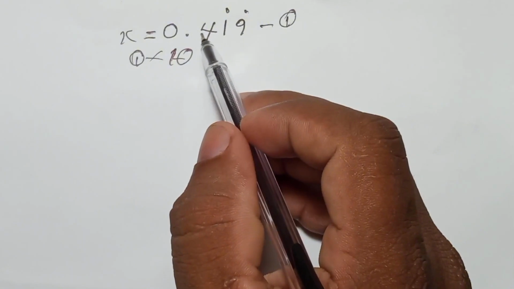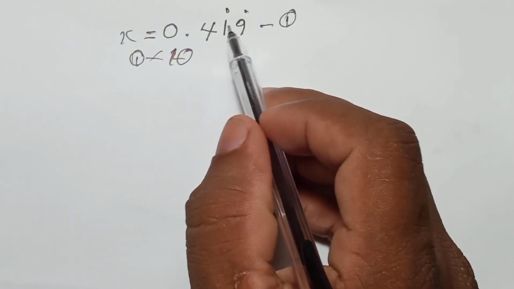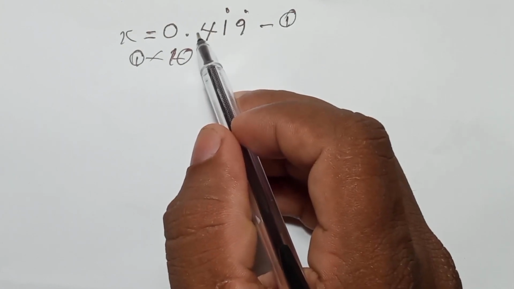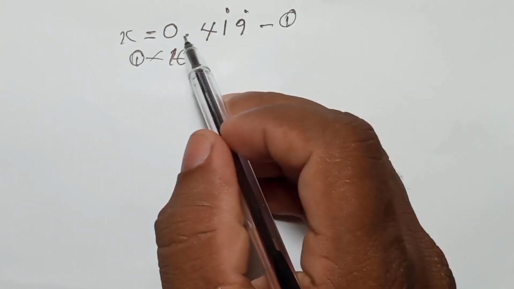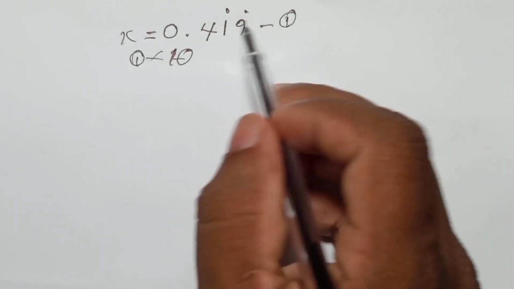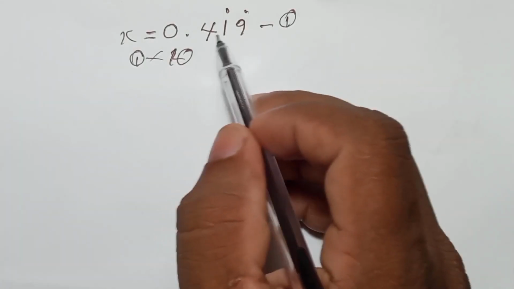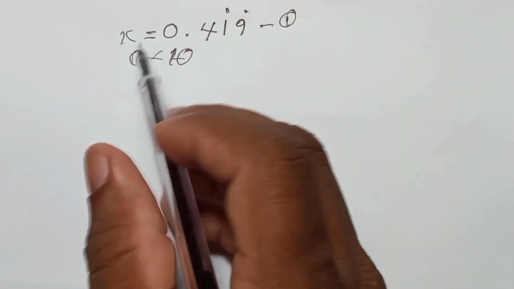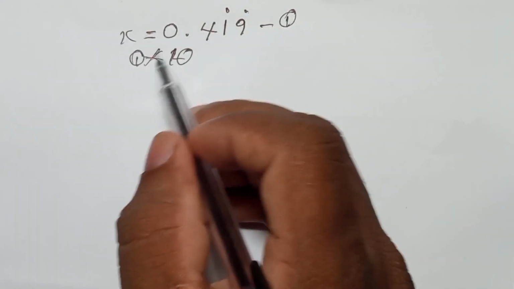Because here you have one digit before the recurring part. If you had two digits before the recurring part, for example 0.2419 recurring, 1 and 9 recurring, here 2 digits, then you need to multiply by 100. That's the way. So I will multiply this first equation by 10.